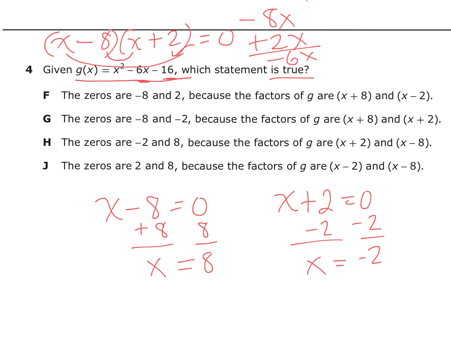Okay? And so it looks like the zeros are at negative 2 and at 8. So it looks like it should be right here. And the factors were x plus 2 and x minus 8. So the answer should be H.